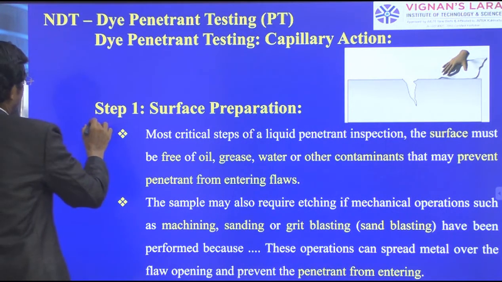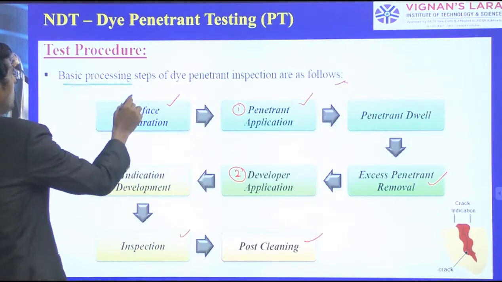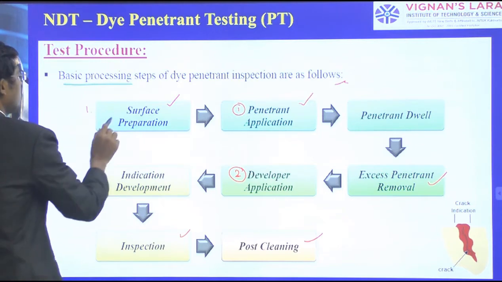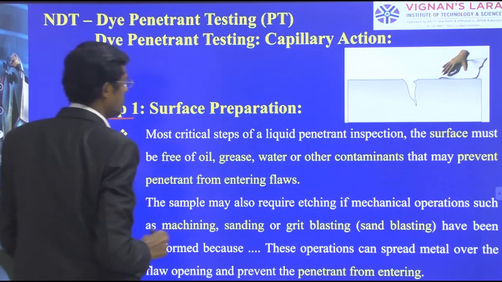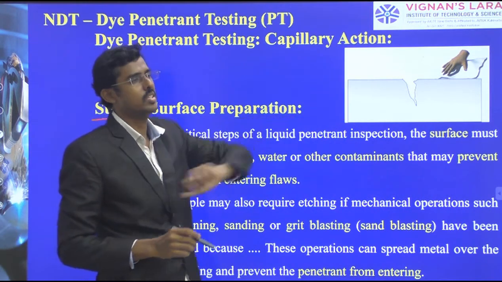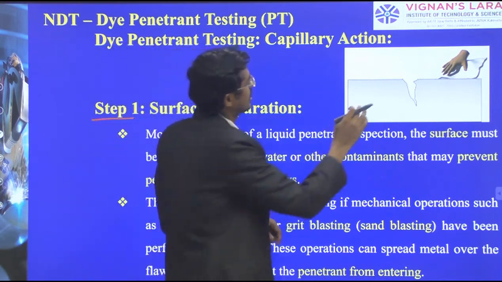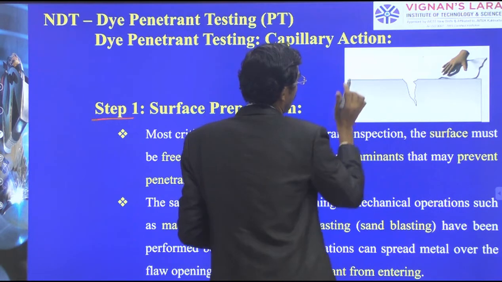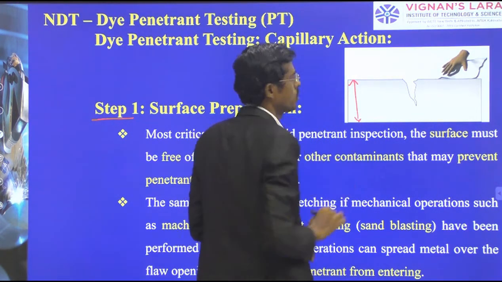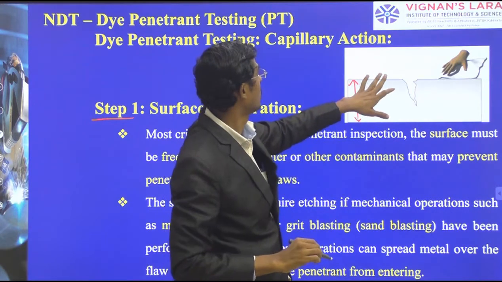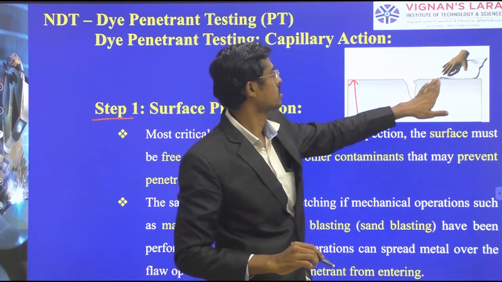Number one I have taken. Step one is surface preparation. You can see these images. There is a small crack in the specimen. This is the total thickness of the specimen, and out of this total thickness, this is the surface.